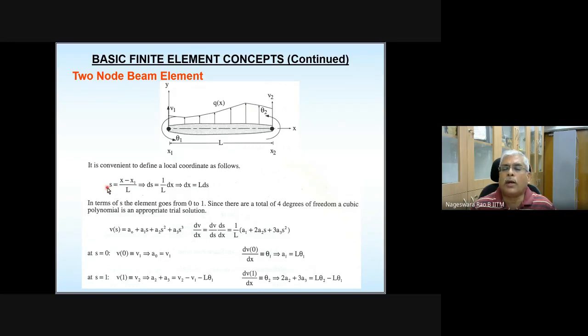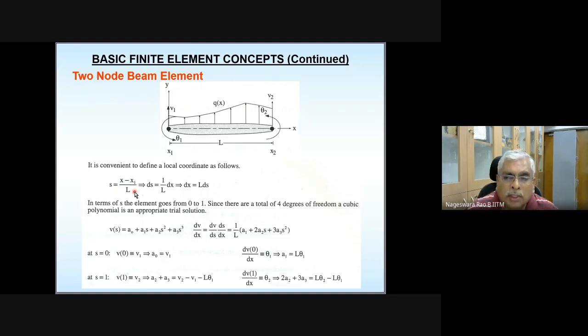The S coordinate system is defined in such a way that S is equal to 0 here, S is equal to 1 here. So that relation is given by this: the relationship between the S local coordinate system and the global coordinate system, or S coordinate system and X coordinate system. And if you are not convinced with this, first of all, how is this equation derived?